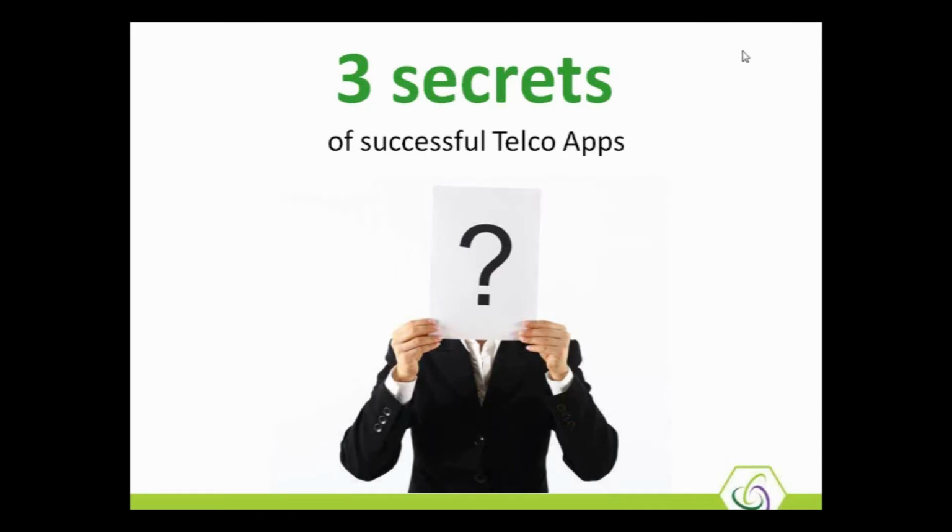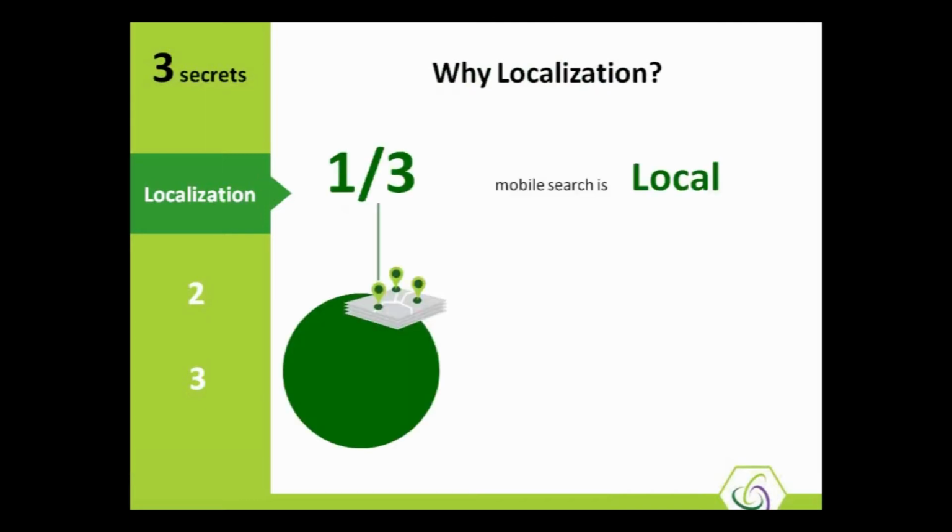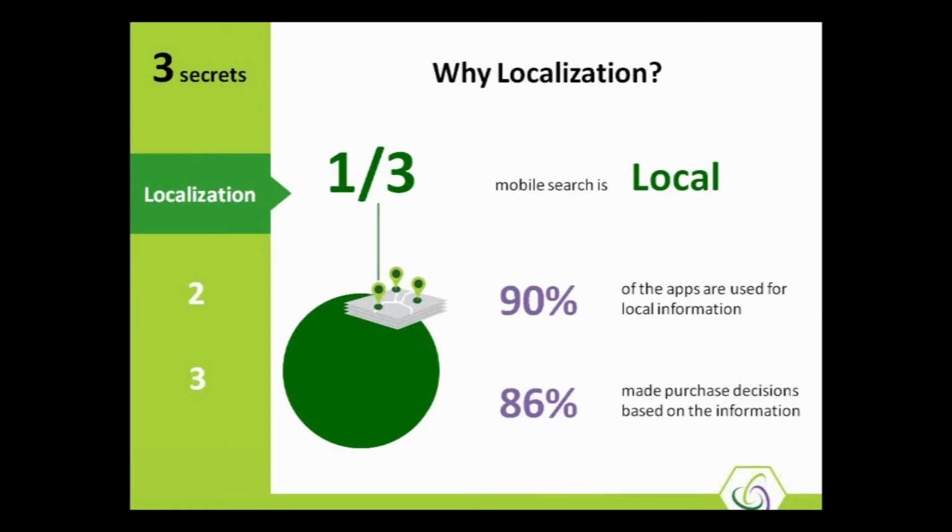First is localization. Why is localization a successful thing? It's a secret. Do you know that one third of mobile searches are done to access local information, and 90% of the apps are used to access local information? And out of that, 86% of them make purchase decisions based on the information they access. So this is the beauty of localization, right?